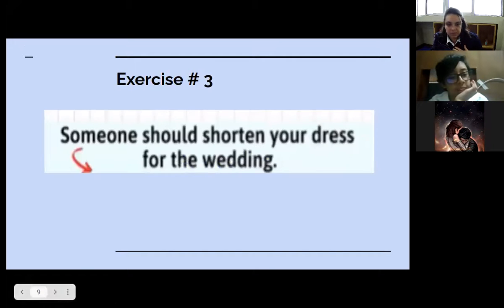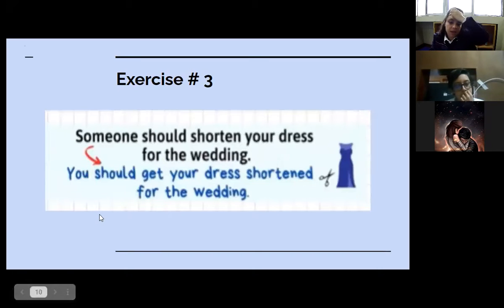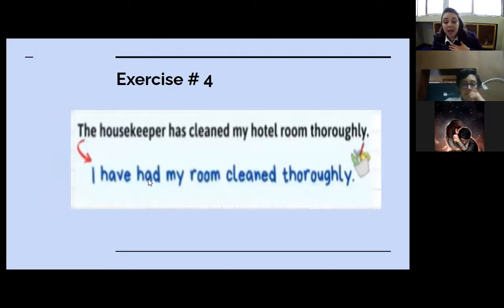Another example. Someone should shorten your dress from the wedding, right? Someone else. And when you're changing it, you should get your dress shorter from the wedding. Another example. The housekeeper had cleaned my hotel room thoroughly. And when you're changing, I have had my room cleaned thoroughly.